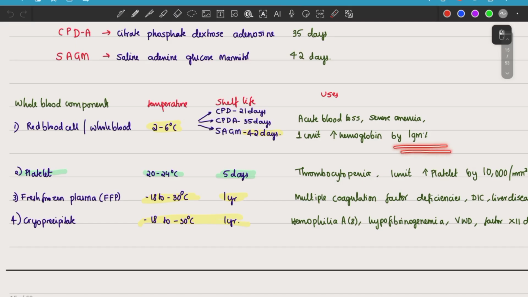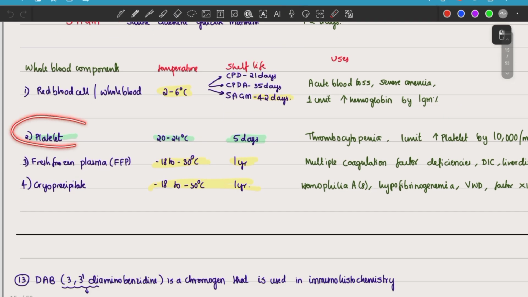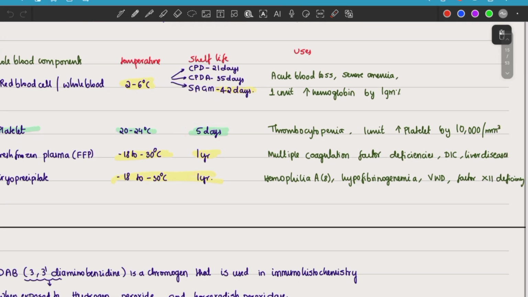1 unit will increase the hemoglobin by 1 gram. Okay, when platelet is the component, you will store it at 20 to 24 degrees Celsius, which is near room temperature. When you store something at room temperature, you can't store it for a long time, isn't it? So 5 days. You can use this in thrombocytopenia, where 1 unit of platelet can increase the count by 10,000 per mm cube.